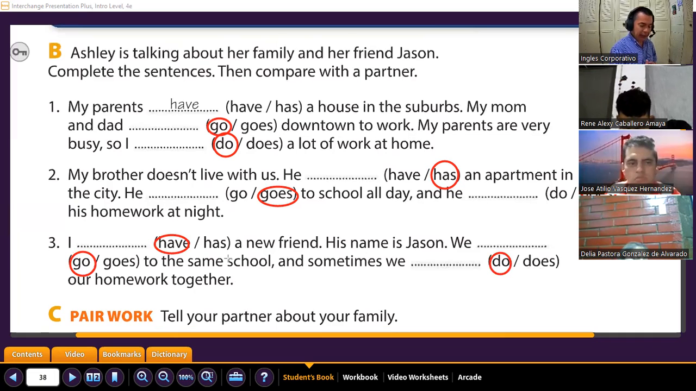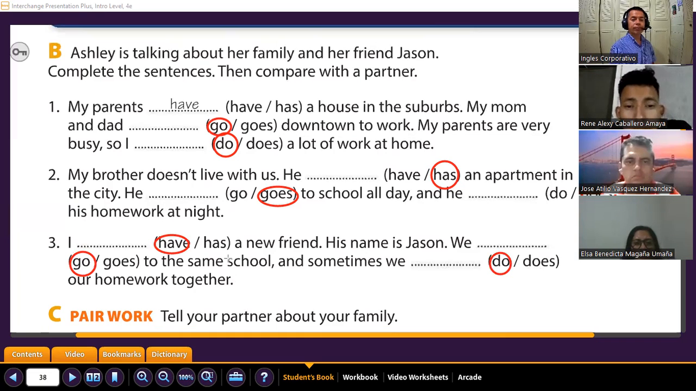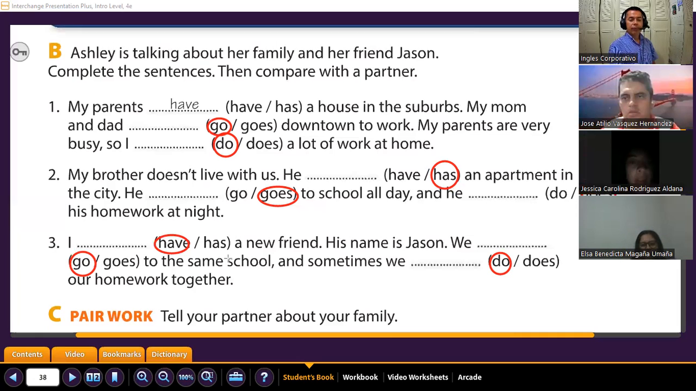Can you read number one, please? Elsa, read for the class, please. Okay. My parents have a house in the suburbs. My mom and dad go downtown to work. My parents are very busy, so I do a lot of work at home. Thank you very much. Jessica Carolina, number two. My brother doesn't live with us. He has an apartment in the city. He goes to school all day, and he does his homework at night.